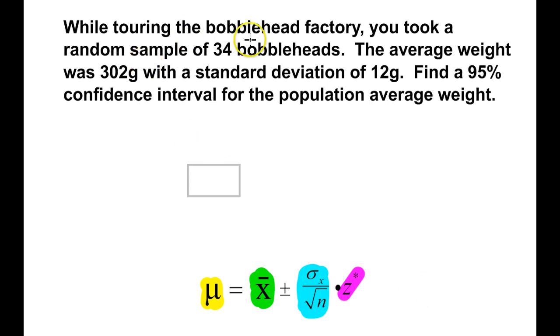It says, while touring the bobblehead factory, you took a random sample of 34 bobbleheads. The average weight was 302 grams with a standard deviation of 12 grams. Find a 95% confidence interval for the population average weight. Well, since we're finding a confidence interval for a mean, we want to check our conditions right away first to make sure that we are actually able to do this.